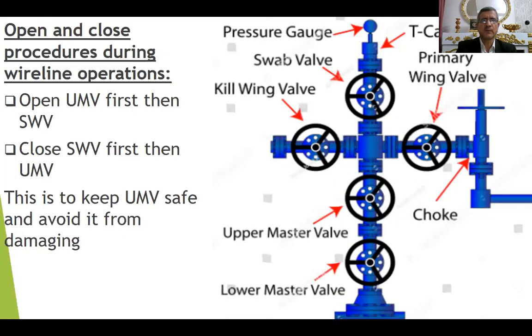Here we have open and close procedures during wireline operations. How can we open and close these valves of the Christmas tree? You see them. Open upper master valve, then swab valve to avoid causing damage to the upper master valve. So open this one, then open this one. And when we open this one, we have to wait to equalize the pressure in the lubricator above and below the valve. When we want to close, we close this first, then close this second.